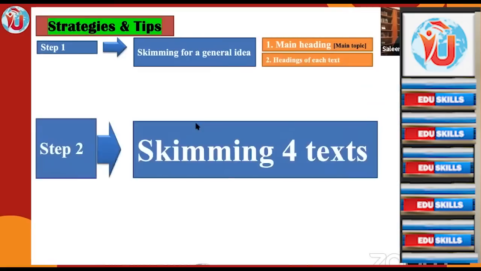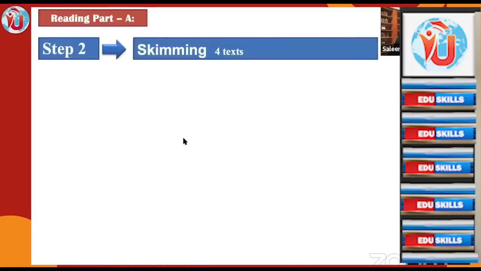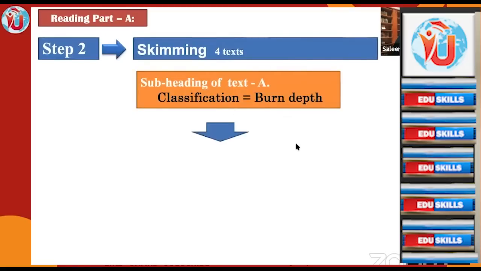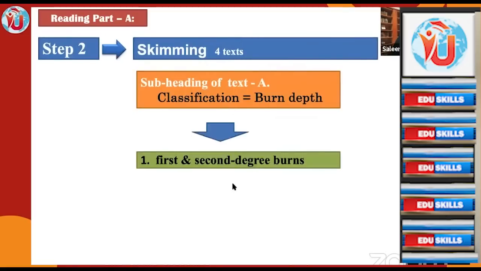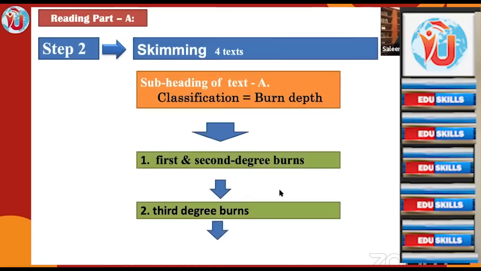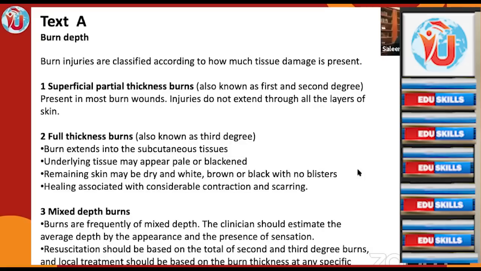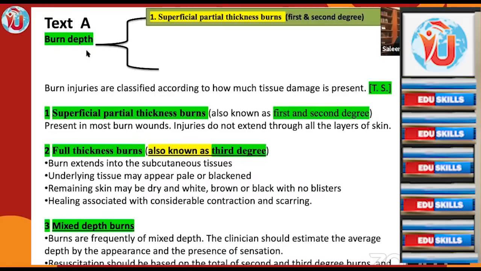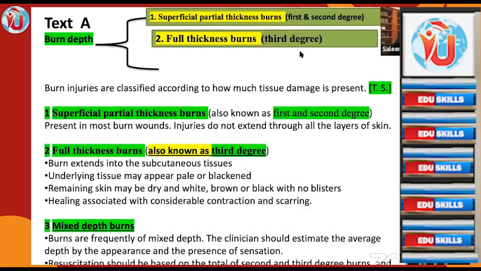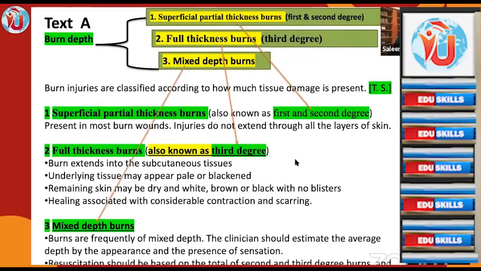Step 2, skimming. The four texts we have skimmed, right? Subheadings of text A: classification, burn depth, first and second degree burns, then third degree burns, mixed depth burns. This is what we did, skimming the four texts. I'm just summarizing it. Text A, classification: burn depth, superficial partial thickness burns means first and second degree, full thickness burns third degree, mixed depth burns. This is all the skimming focus.